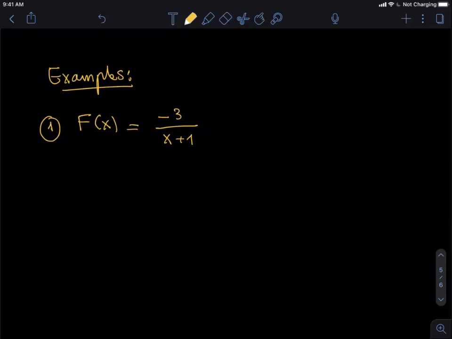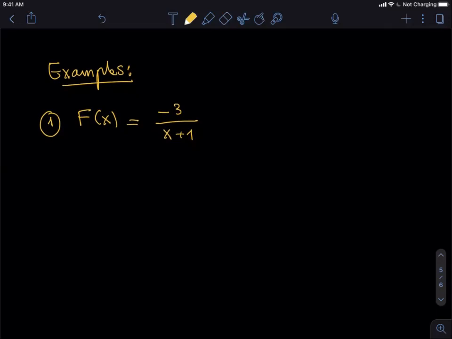Let's do more examples. Let's do first this one, -3 divided by x plus 1. This is the composition of two functions, right? F of x, which is -3 divided by x plus 1, and g, which is x plus 1. Sorry, I meant -3 divided by x. There we go.